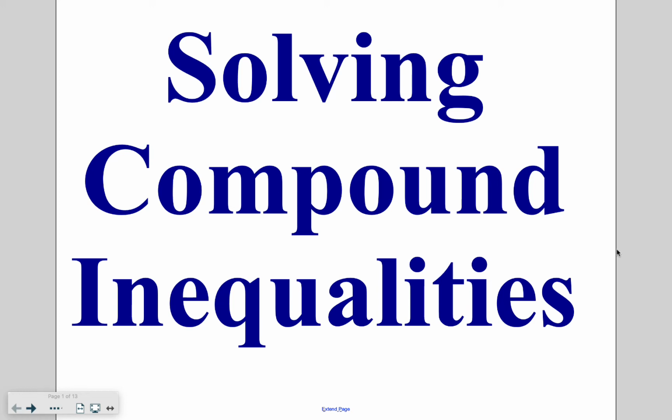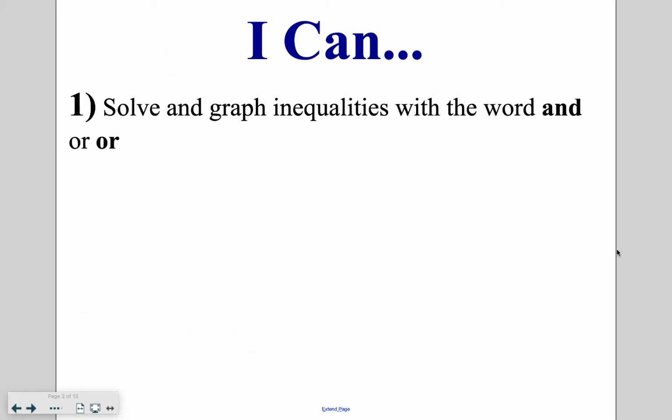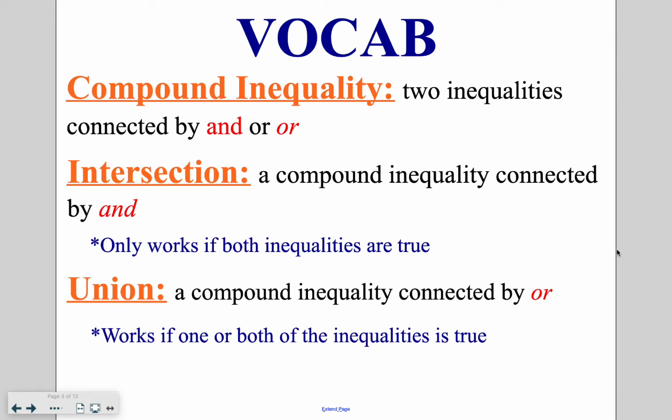Hello class, and welcome to today's algebra lesson, which is about solving compound inequalities. By the end of today's lesson, you will be able to solve and graph inequalities with the word "and" or "or". So a little vocab to start today's lesson.